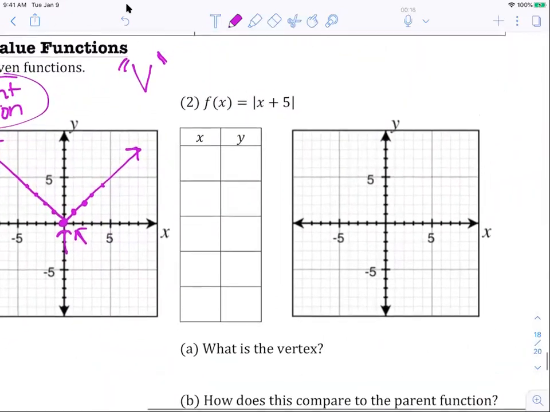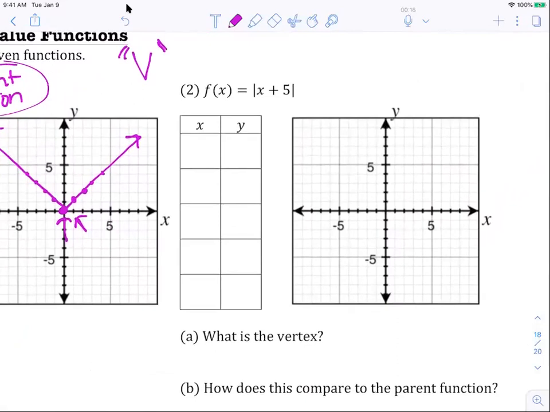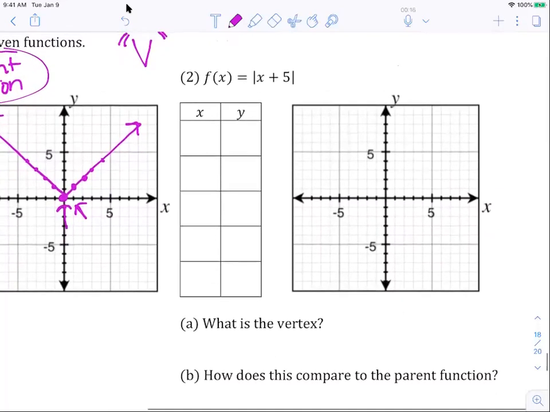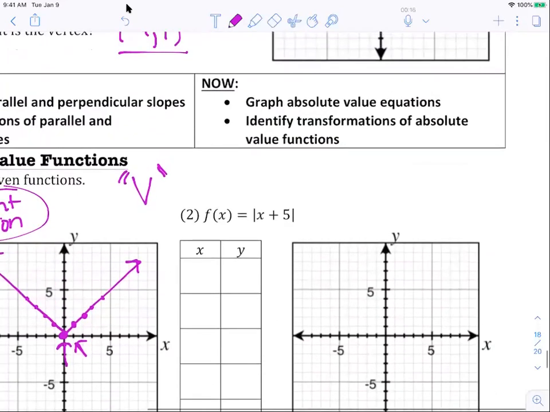Now let's see what happens when we take whatever x is, add 5, and then make that number positive. Something we're going to get in the habit of is always finding the vertex first. Absolute value functions have a standard form: we have an A on the front, an absolute value symbol with x minus h inside, and then plus k.